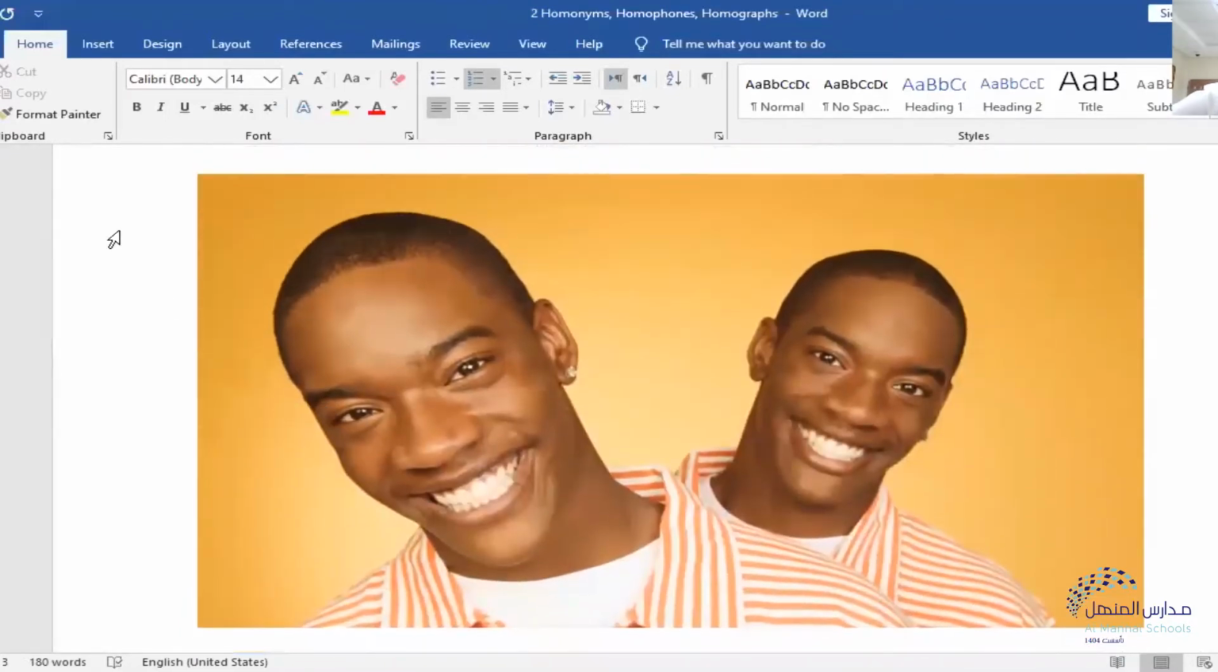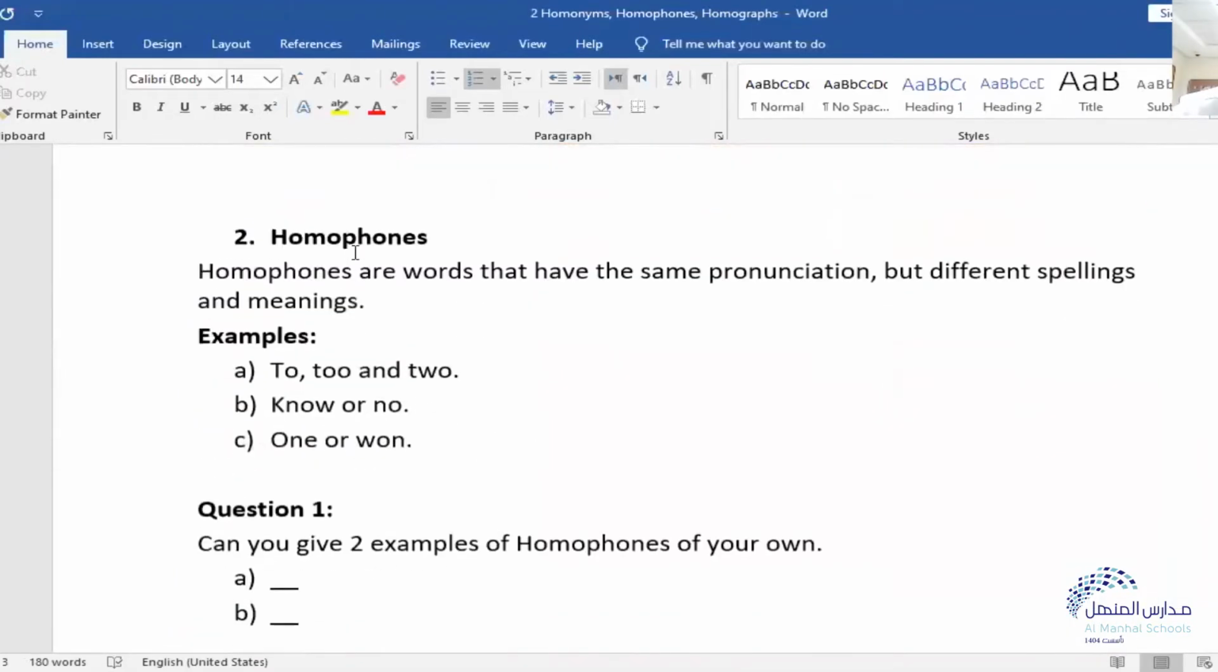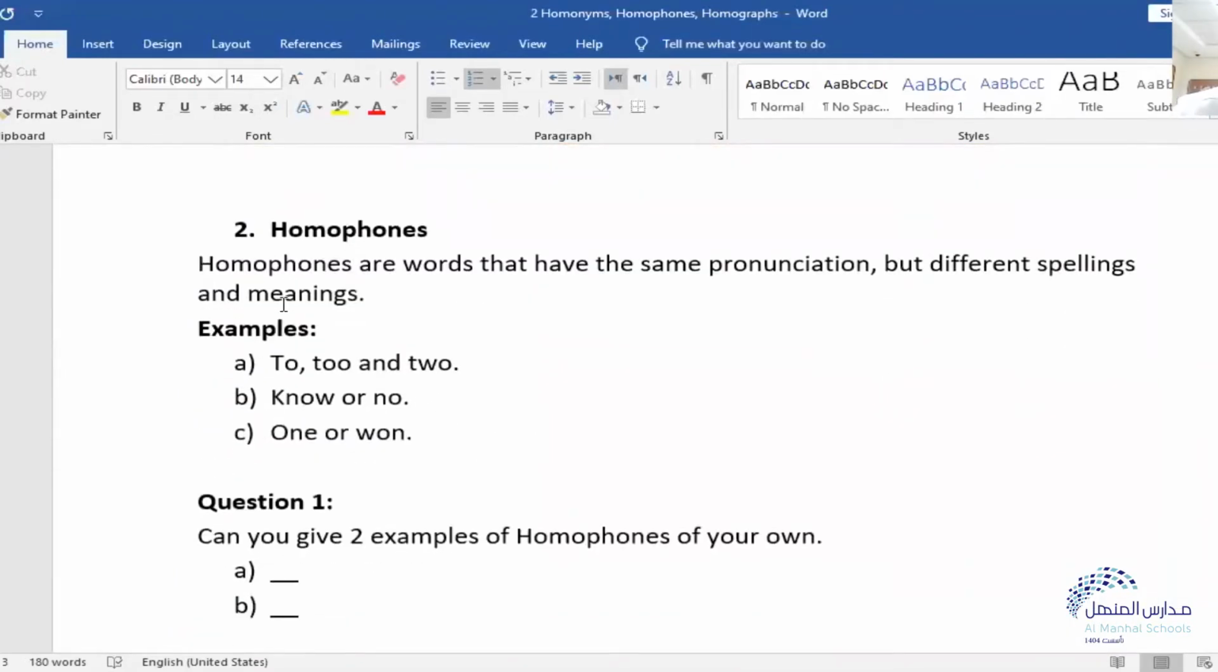The example I've given here is of twins, right? Two different people that look the same, maybe even dressed the same, same haircut, but in the end, they are two different people with two different lives, right? So, two different meanings is what you should think of. Homophones are words that have the same pronunciation, but different spellings and different meanings.